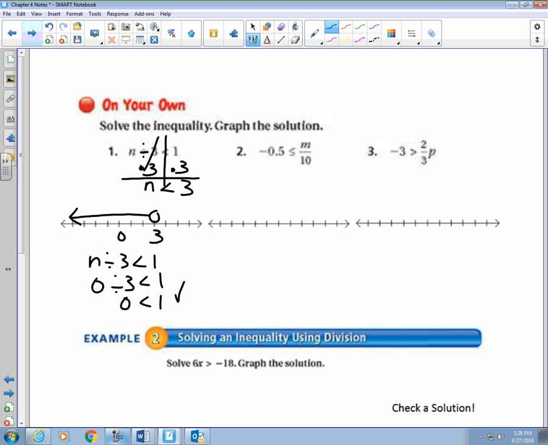So now's the time for you to pause the video. Go ahead and take care of number 2 and 3 in the On Your Own section. When you're finished with those, restart the video and you can check your solutions.